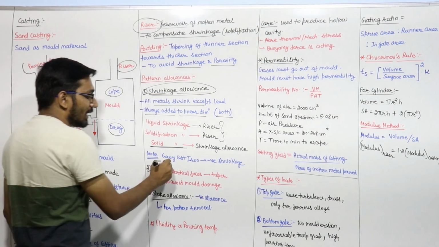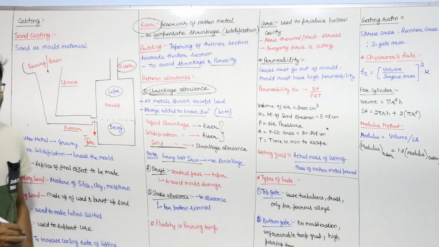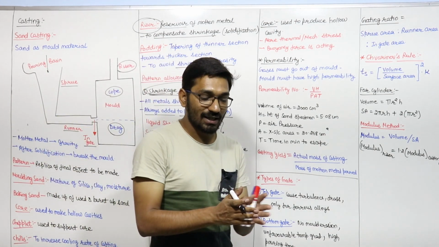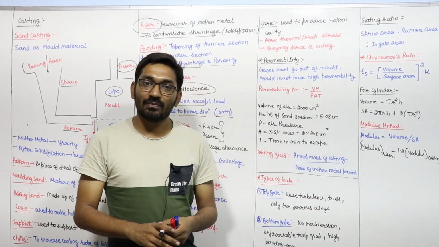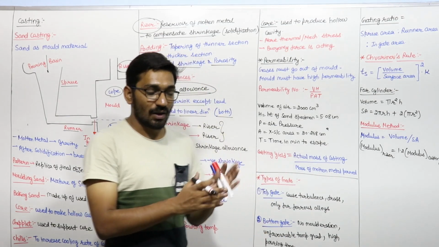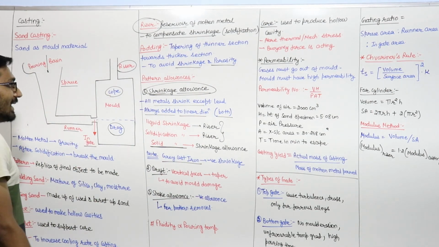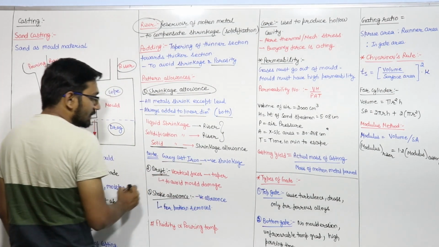There is a metal known as grey cast iron. Grey cast iron has negative shrinkage. Negative shrinkage means upon solidification, the grey cast iron will expand. So you have to subtract the shrinkage allowance in grey cast iron. Just remember one thing. Next allowance is the draft.